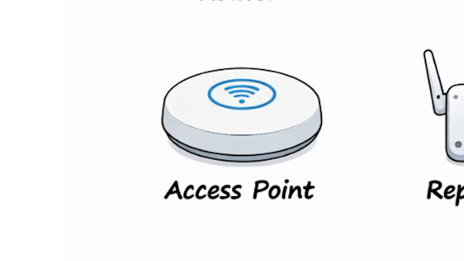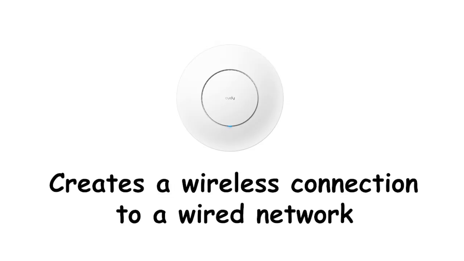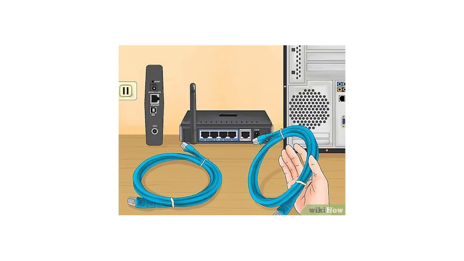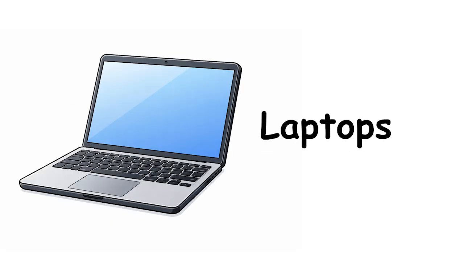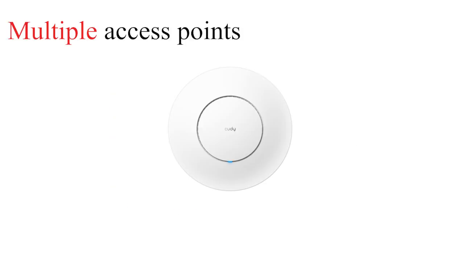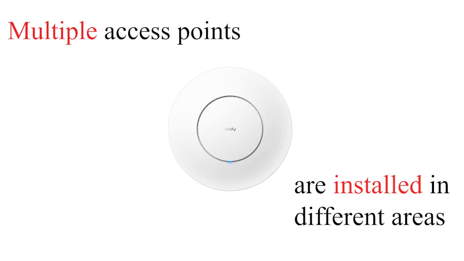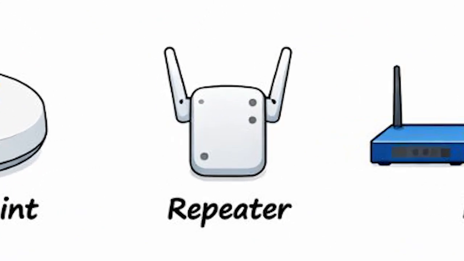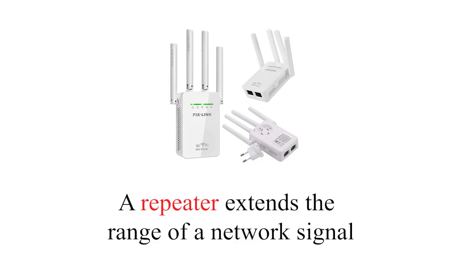Access point. An access point creates a wireless connection to a wired network. It connects to a switch or router using a cable and then broadcasts Wi-Fi signals. This allows phones, laptops, and tablets to connect without wires. In large buildings like schools or offices, multiple access points are installed in different areas to ensure strong and consistent coverage.